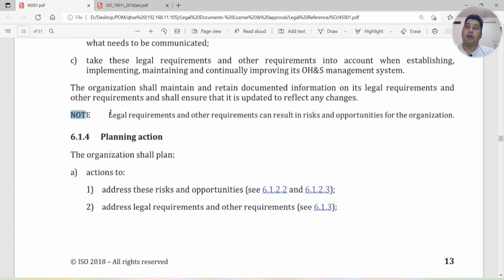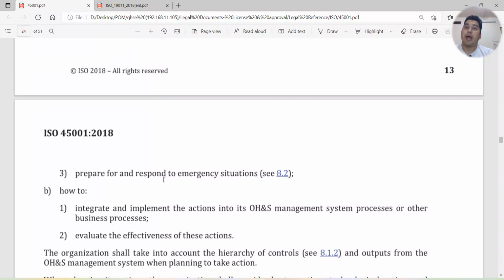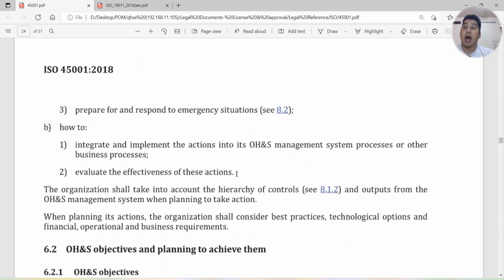It's saying that legal requirements and other requirements can result in risks and opportunities for the organization. Planning action: the organization shall plan action to address the risks and opportunities, address legal requirements and other requirements, and prepare for and respond to emergency situations. How you're going to respond to emergency situations, and how to integrate and implement the actions into the OHS management system, process, or other business processes.